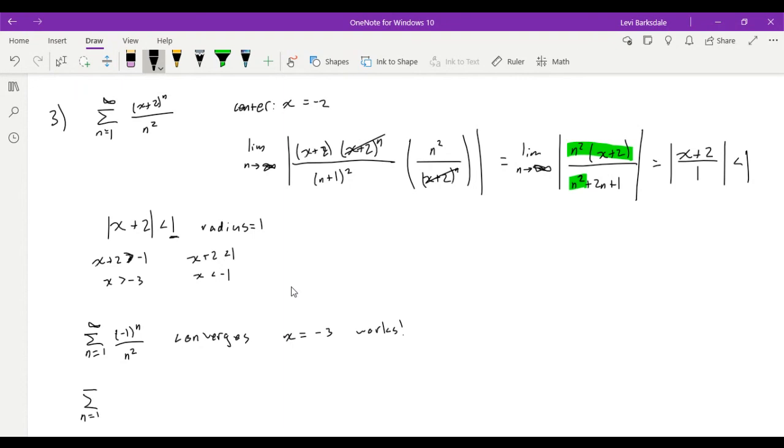Similarly, if we plug in x is equal to negative 1, that would give us negative 1 plus 2 is 1 to the nth, which is 1 over n squared, which also converges. So x is equal to negative 1 also works. So this tells us that our interval, in this case, includes endpoints. And it would be the interval from negative 3 to negative 1 inclusive.